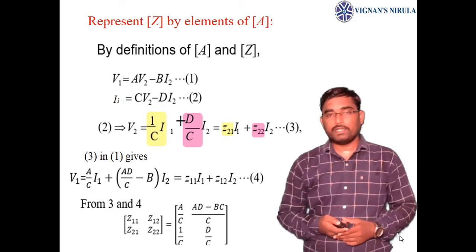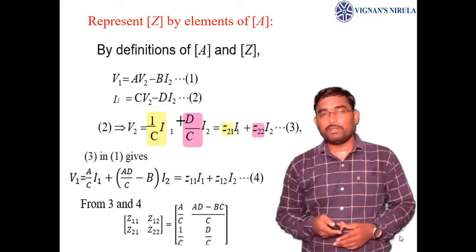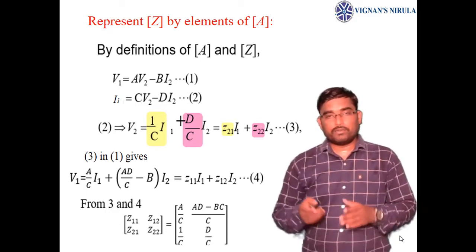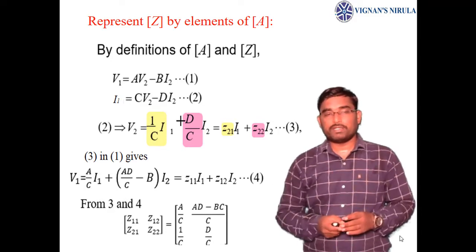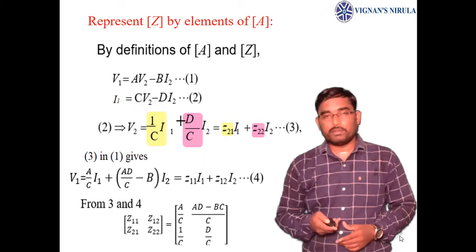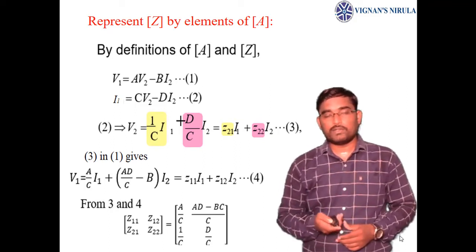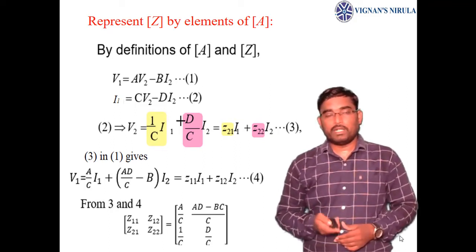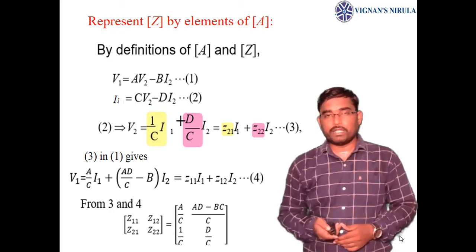Next, let us see the relation between z parameters and ABCD parameters. Now we are going to write the z parameters in terms of ABCD parameters. For that, first we take the ABCD parametric equations, which give V1, I1 in terms of V2, I2. So V1 equals A V2 minus B I2, and I1 equals C V2 minus D I2.